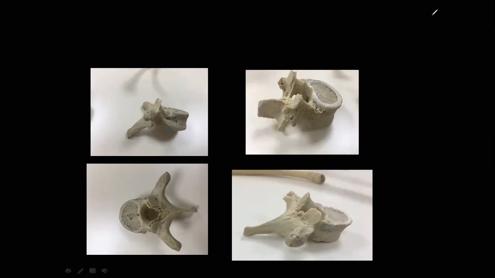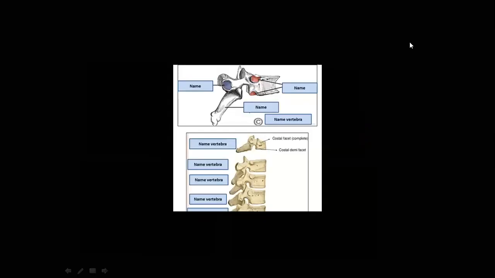We will shift to the next slide. As we said before, name the vertebra, name the facet. We have two facets in the body of the vertebra. The upper one is the superior articular facet and the lower one is the inferior articular facet. And we name the vertebra as before.